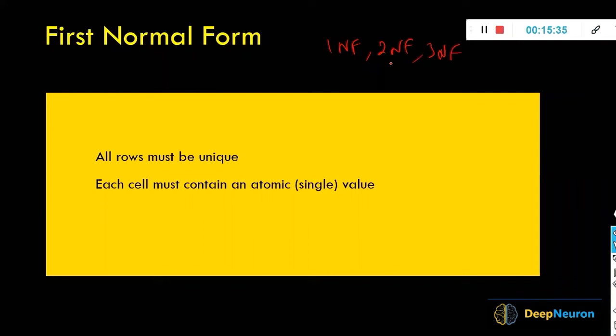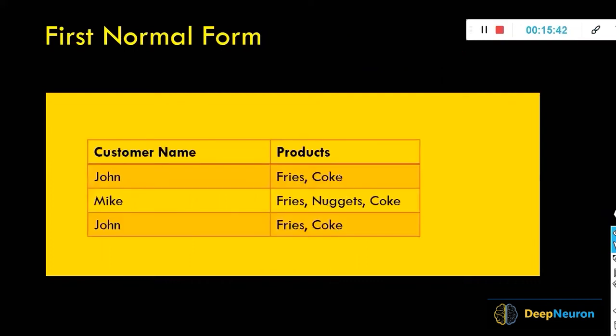What does first normal form say? All rows must be unique. Each cell must contain an atomic value, a single value. Look here, I have two columns. The first rule is that each row should have a unique value. Here I can see John, but John is duplicate here. Maybe these two guys are different, or maybe it is a duplicate.